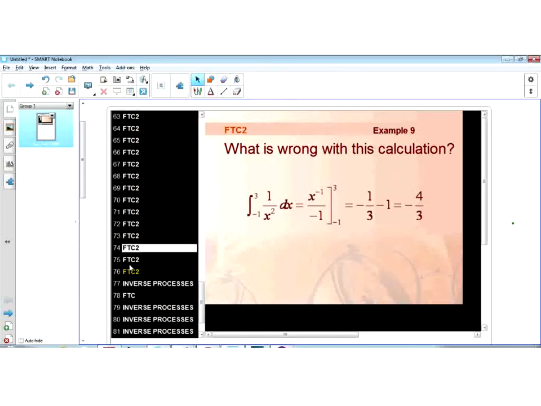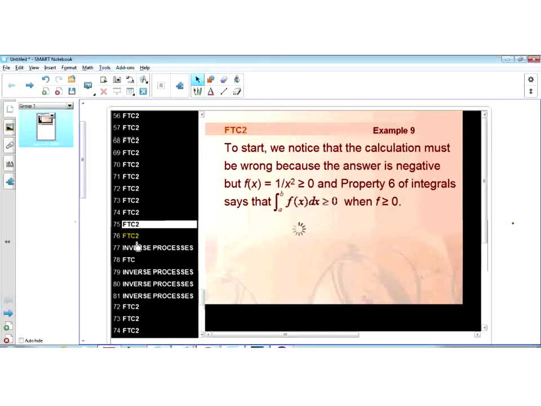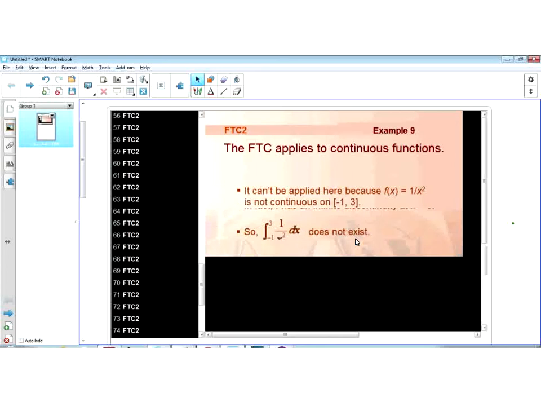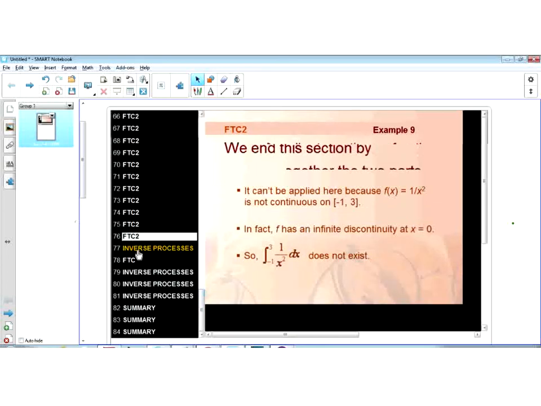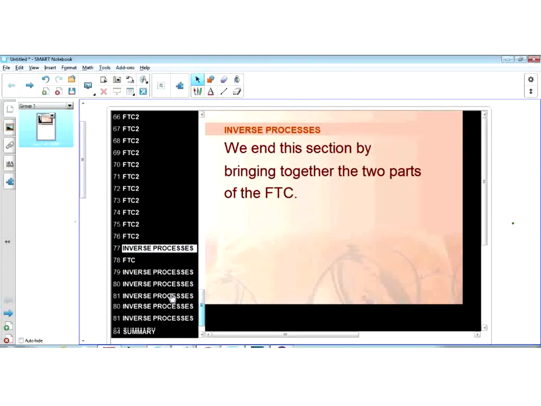So that's the reason. 0 is in the interval of integration, and 0 is not in the domain of the function. It violates the properties. F of x equals 1 over x squared is not continuous on the interval of integration. It has an infinite discontinuity at x equals 0. So for now, we'll consider it as nonexistent. Perhaps forever.